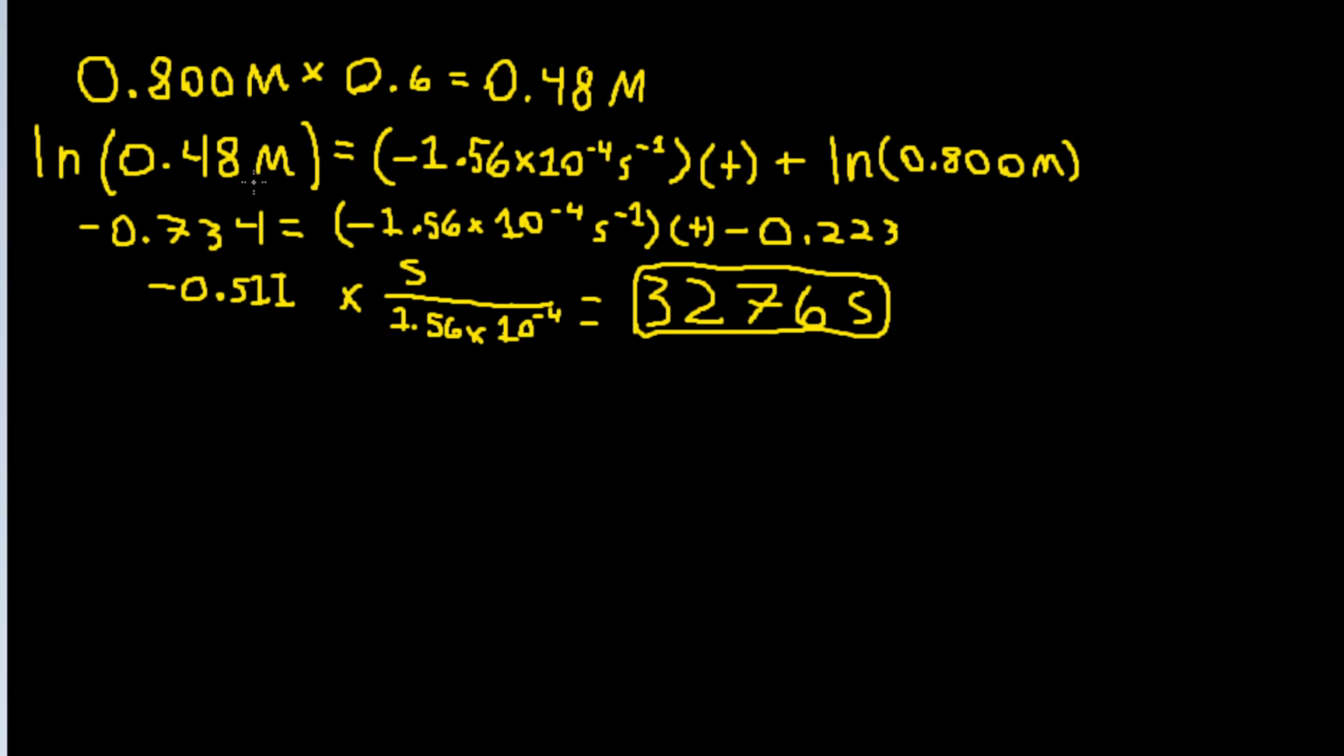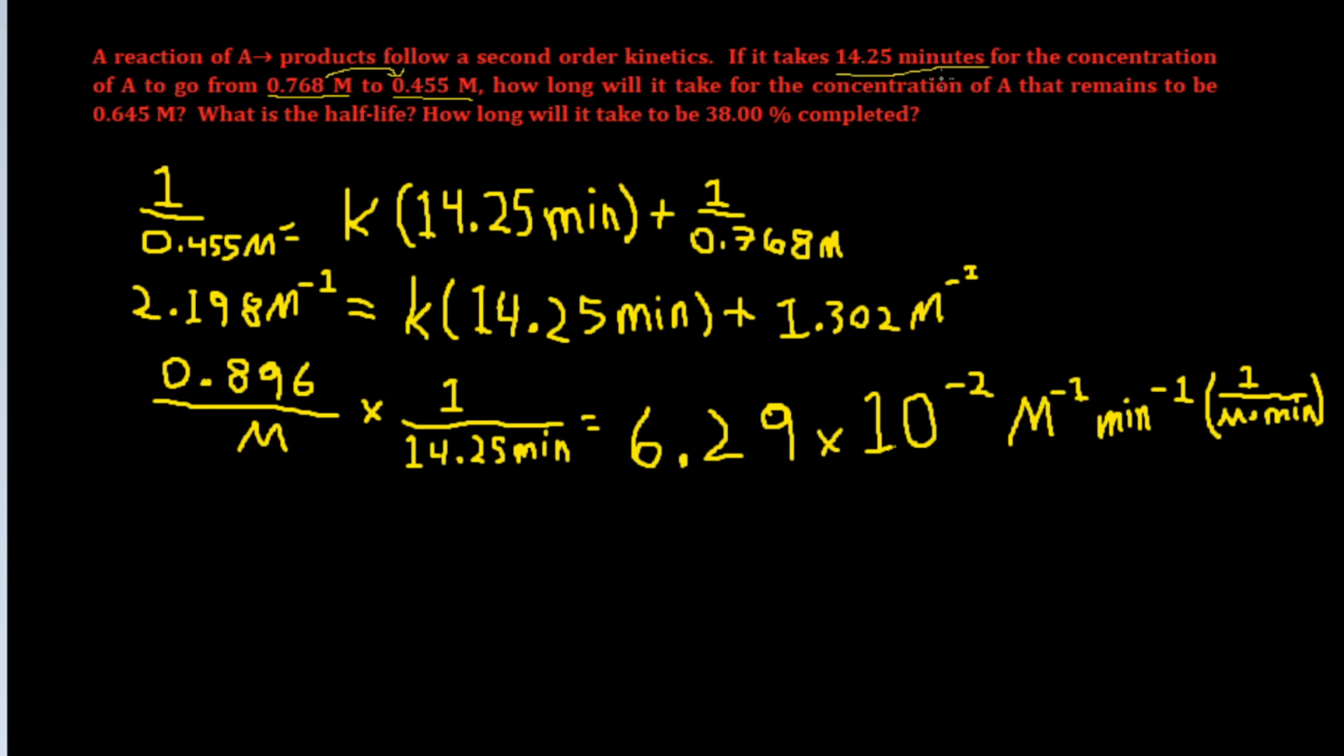So then you plug those things into the equation, and you're finding time again like we did the first time. We get a different value here, and you add it to here, and that makes it negative 0.511 equals the constant times seconds, and then that will give you 3,276 seconds.